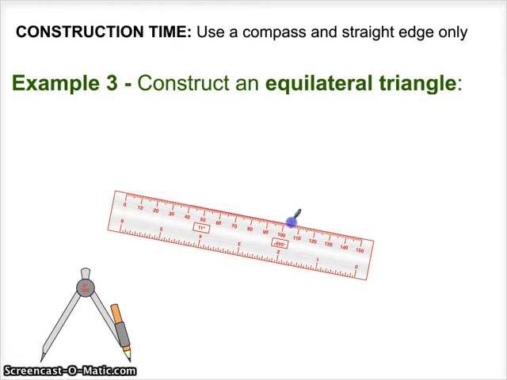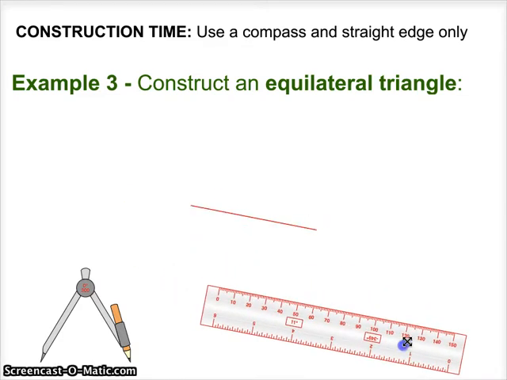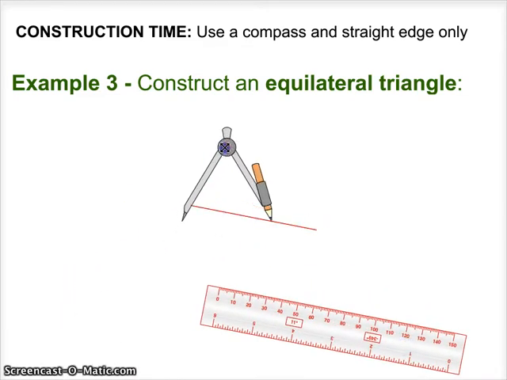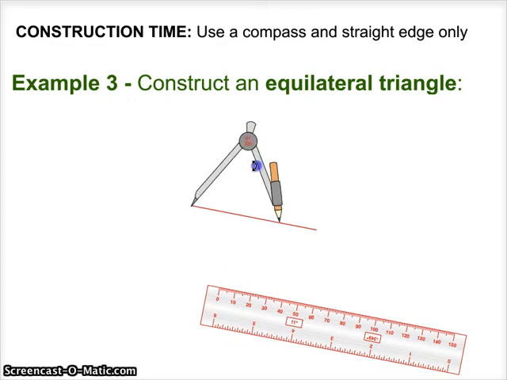I'm just going to randomly draw a segment with my straightedge. Then I can make the compass exactly that big. Okay, this takes a second. All right, make it exactly that big, and then watch what I do.